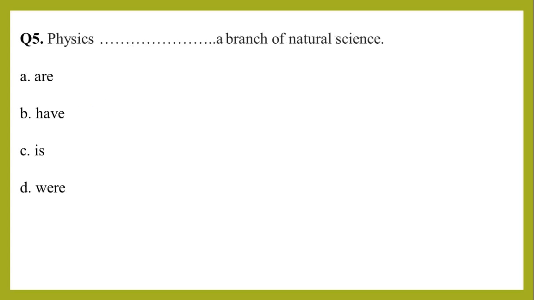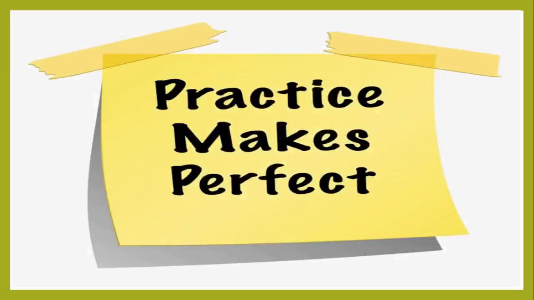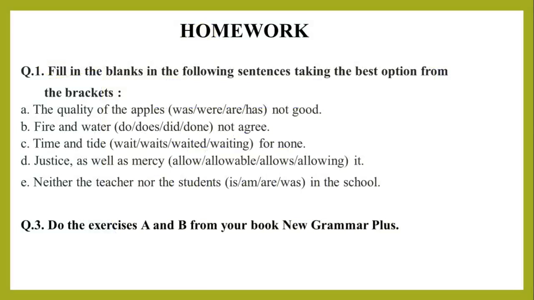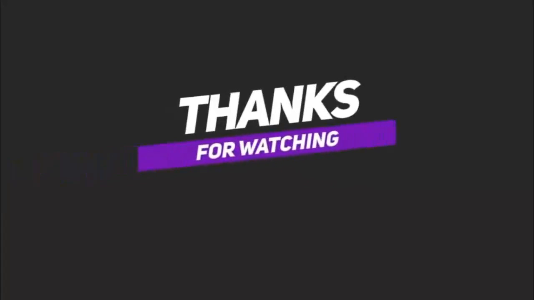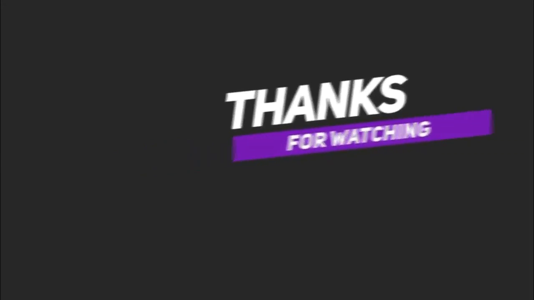Question number 5. Physics dash a branch of natural science. Are, have, is, were. The correct option is "is". Practice makes a man perfect. Here are some questions you have to attempt in your notebook. The first question is, fill in the blanks in the following sentence taking the best option from the brackets. So here are the questions you have to attempt.